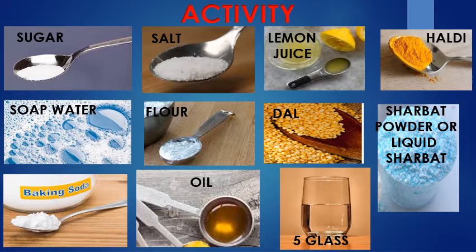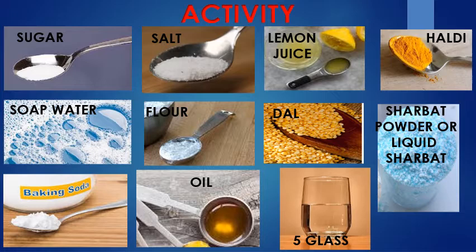Now, what will you do? Fill about half a glass of water in all these 5 glasses. Make sure that all these 5 glasses have the same amount of water. Now, one by one, put each of these things in the water. For example, first put sugar in the first glass, salt in the second glass, lemon juice in the third glass, haldi powder in the fourth glass, and soap water in the fifth glass.